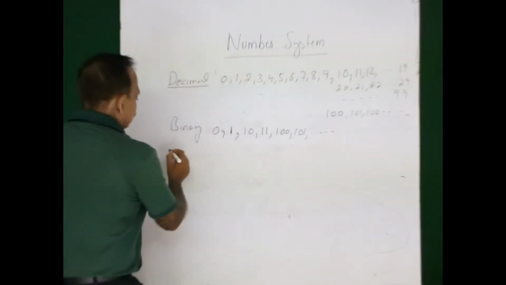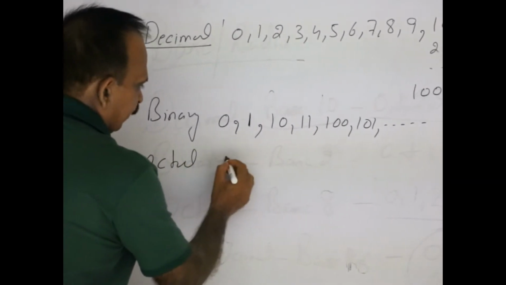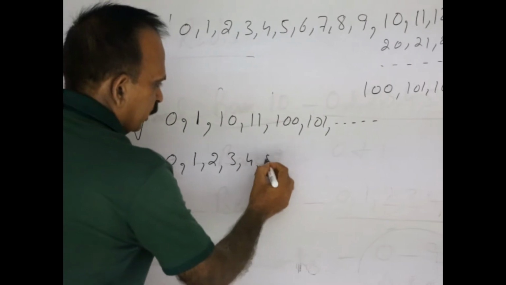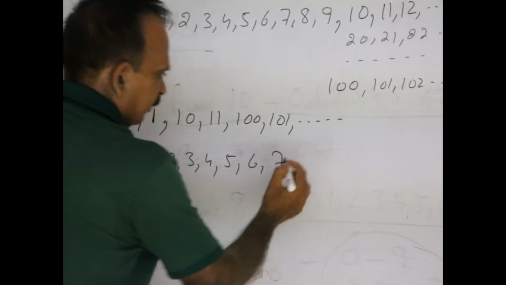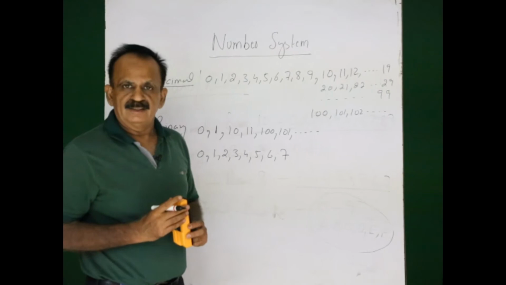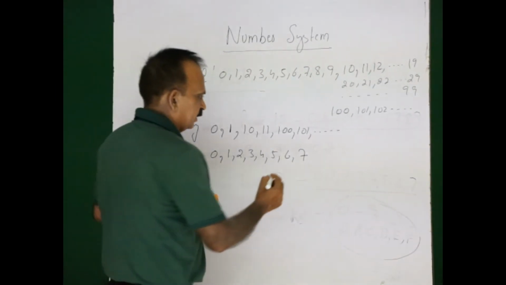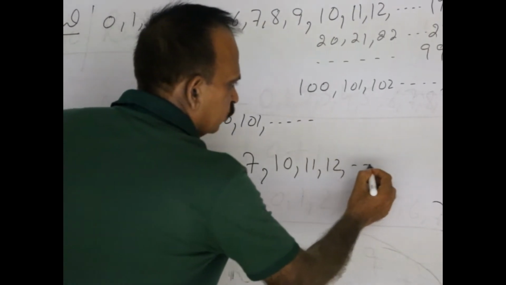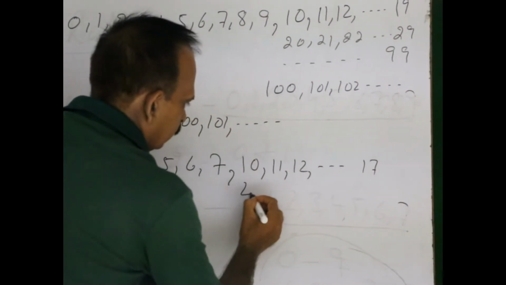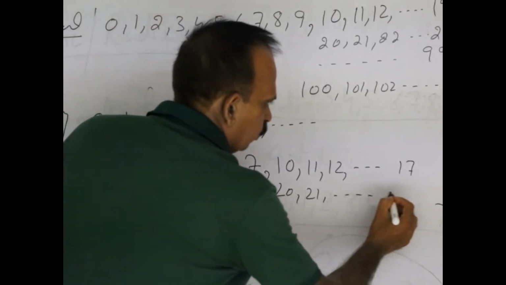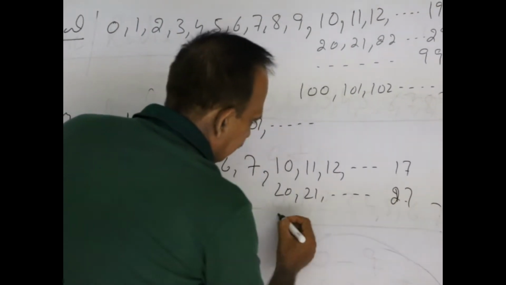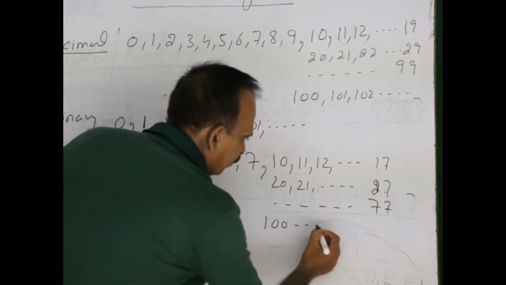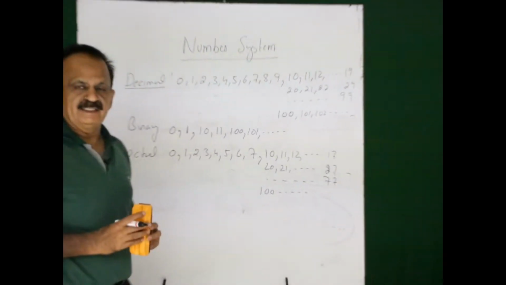What about octal? Say the octal number system. It is 0, 1, 2, 3, 4, 5, 6, and 7. After the basic digits, now there will be combinations, and these combinations will be 1 0, 1 1, 1 2 up to 1 7, and then 2 0, 2 1, so on up to 2 7, and so on up to 7 7. After 7 7 it will be combination of 3 digits.